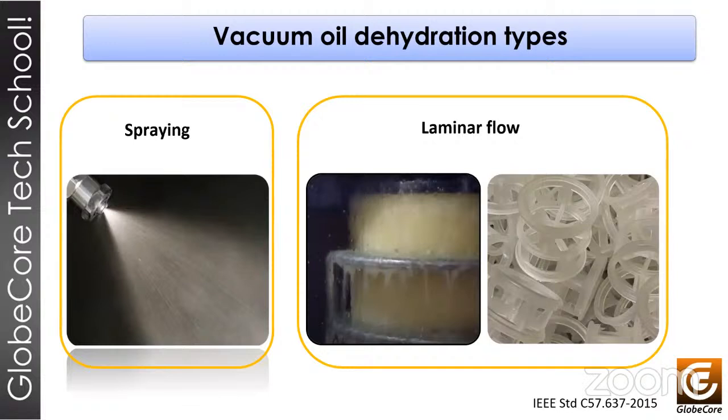The first type of dehydration is when the oil is sprayed, like in the picture, and this disperses the oil into very fine particles, making it easier for the vacuum to act on them. In the second type of dehydration, the oil is pumped in a laminar flow, which increases the contact surface and allows the oil to be exposed to the vacuum for a longer time. This process generally produces better results.